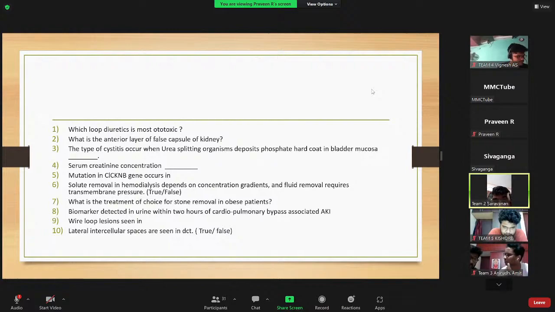Marker is 2 hour cardiopulmonary bypass. Creatinine on this 0.7 to 1.3 milliequivalent. Wire loop lesion type 4 SLE, lupus nephritis. Biomarker detected in urine within 2 hours of cardiopulmonary bypass associated AKI. NGAL. Okay. Type of status urosplenic organism. Anterior layer of obese patients, lithotripsy.